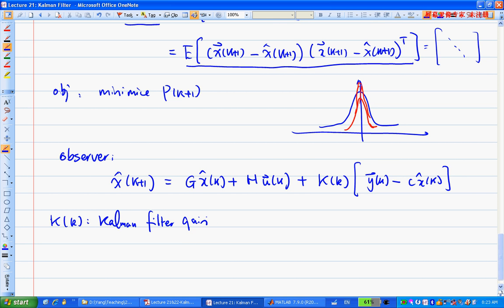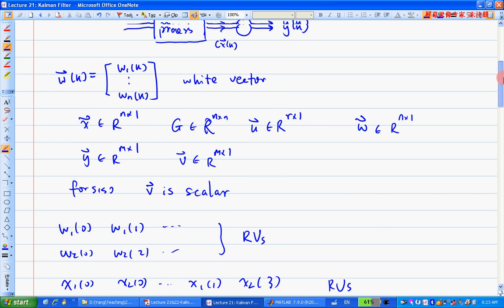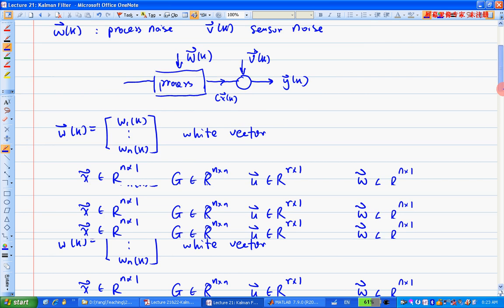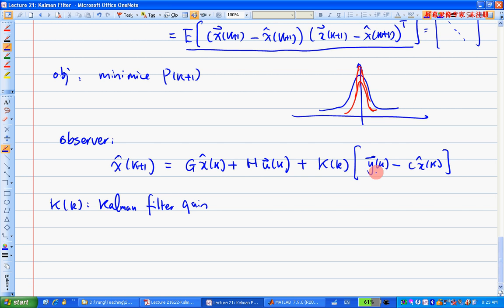And this y of k is the output of the system. What's the output of the system? It's this quantity here. So you can replace this with the expression: c x of k plus v of k. That's from our original system.